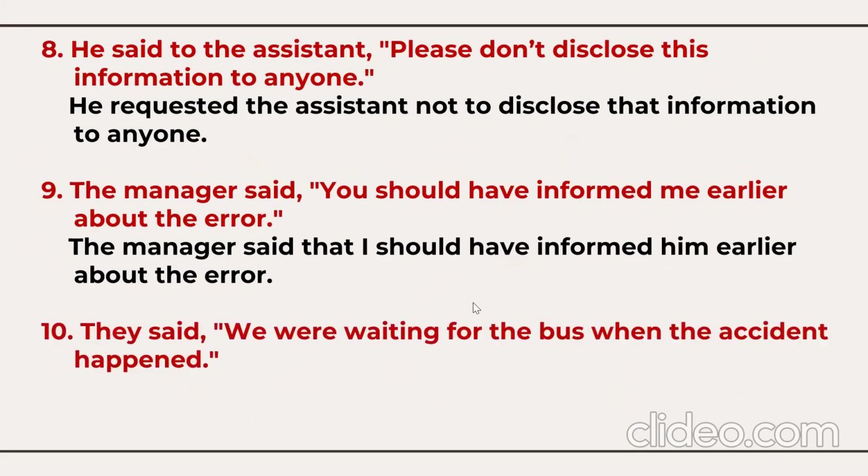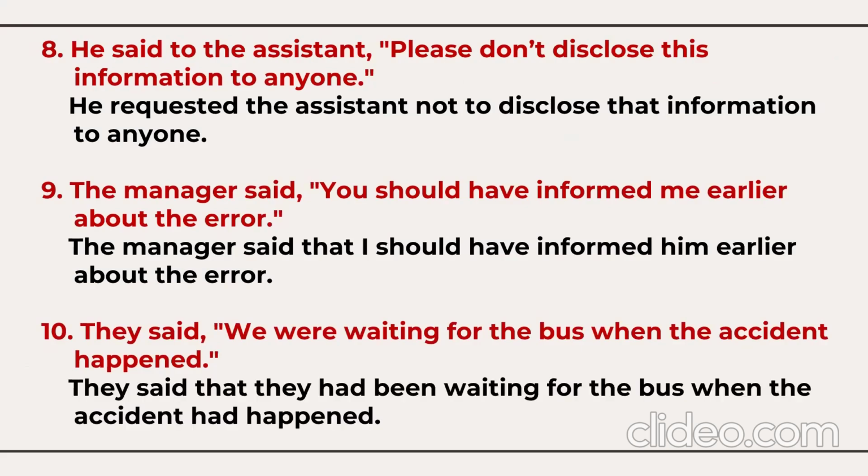The last question: they said, "We were waiting for the bus when the accident happened." They said that they had been waiting. See, as I mentioned here, the past continuous tense will become past perfect continuous. Was, were plus verb-ing will become here had been plus verb-ing. Remember, this is the change.